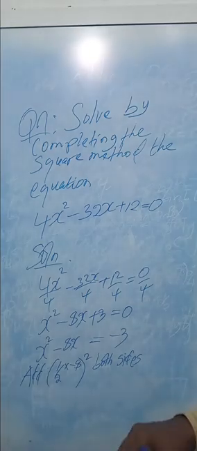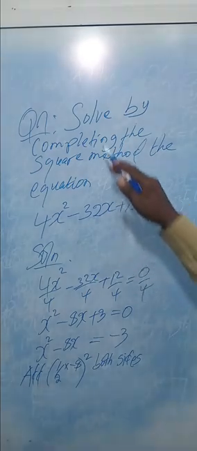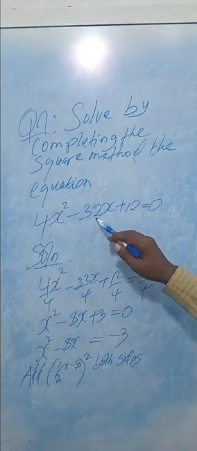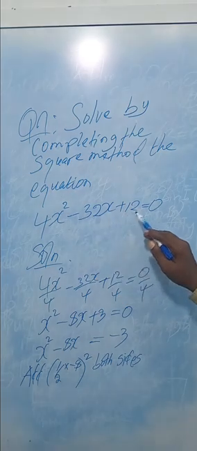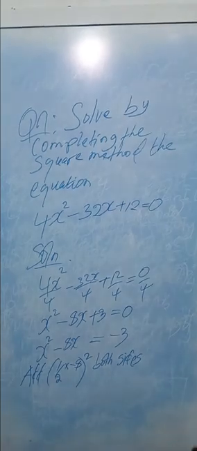Another session. We are solving this question 4, so here's where we ended. That's solved by the completing the square method, the equation 4x squared minus 32x plus 12 equals 0. Here's the solution. There are a number of steps which you have to carry out.